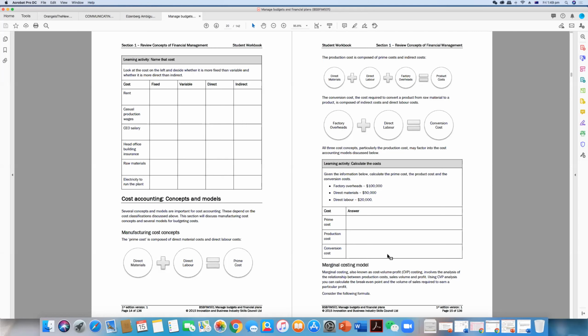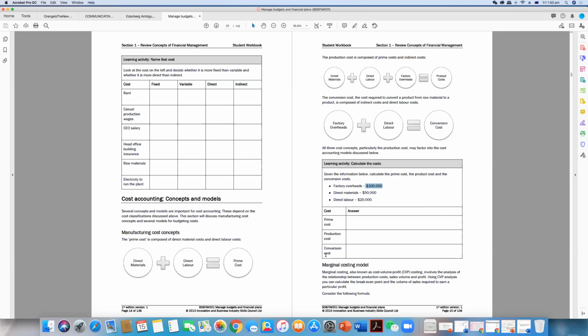And there is a question, we already started on Tuesday. What is the prime cost here? Do you know? You can use the formula here. Prime cost is direct materials and direct labor, so that would be 70,000, right? And what is the production cost? Then you go to this formula. Production cost is direct materials 50,000, direct labor 20,000, and factory overhead 10,000. So production cost is all of them, 170,000. And what is the conversion cost?